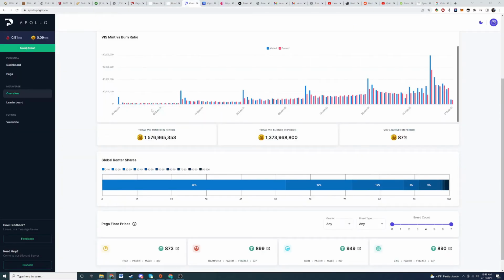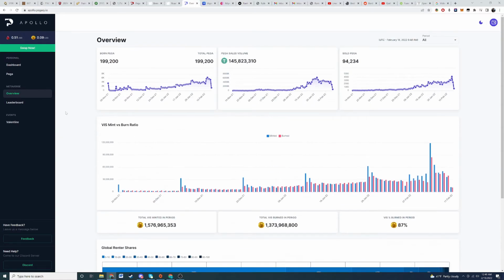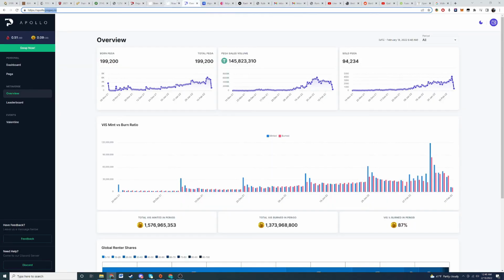Now we're going to move on to this website called Apollo. Apollo is not technically a third-party website. It's actually run by the people who also maintain the Pegaxy project, as you can see from the URL. It's got the .pegaxy.io, just like the actual game client has. So it's run on the same URL system as the main game client, and this is going to be kind of your go-to spot to see information on the market at large.